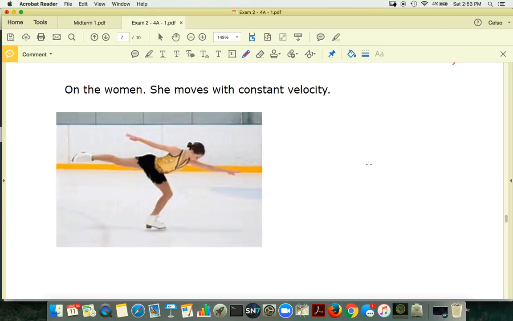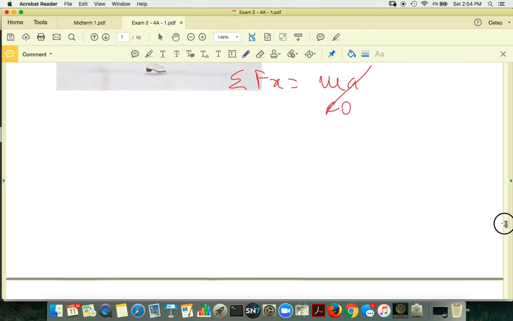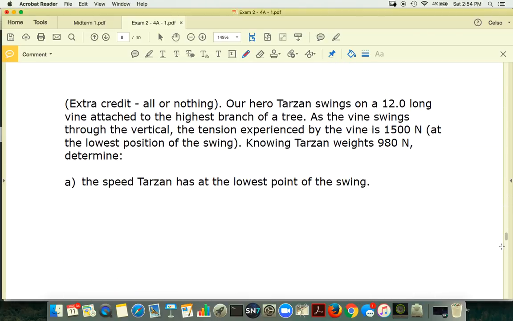Number 4, the one that moves with constant velocity. That's it: mg and normal force. There is no force here, because velocity is constant. If velocity is constant, the sum of forces in x must equal mass times acceleration, and acceleration is 0.